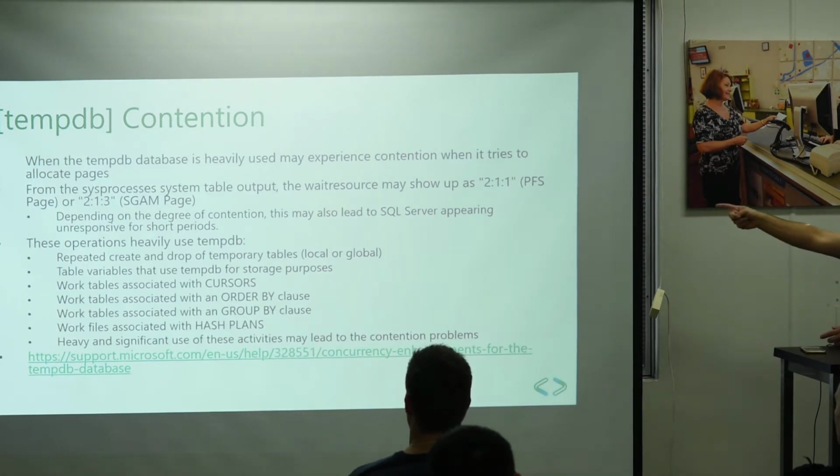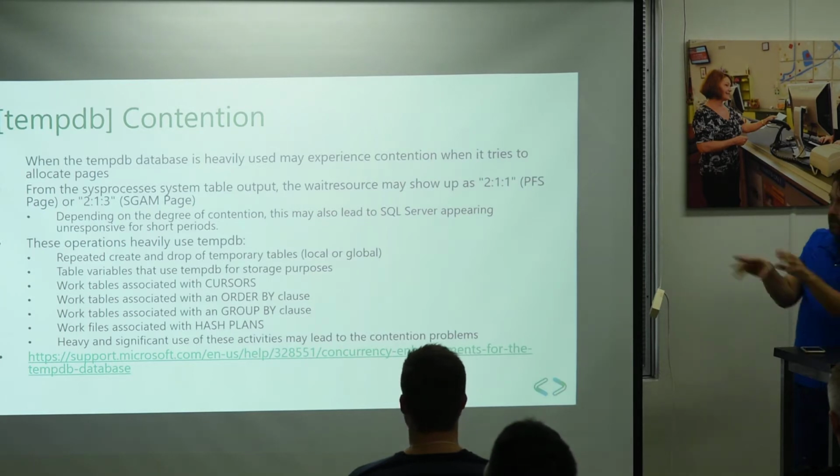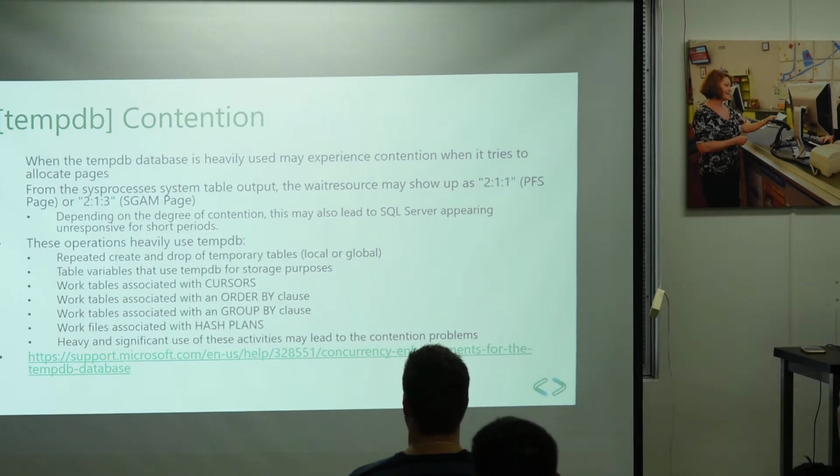So in particular, we're talking about the page free space and the secondary or shared global allocation map pages there. The idea here is, as you're creating all of these structures, you're modifying these special pages which track the usage and the space used inside tempdb's extent pages. So you're creating a hotspot in this particular case.